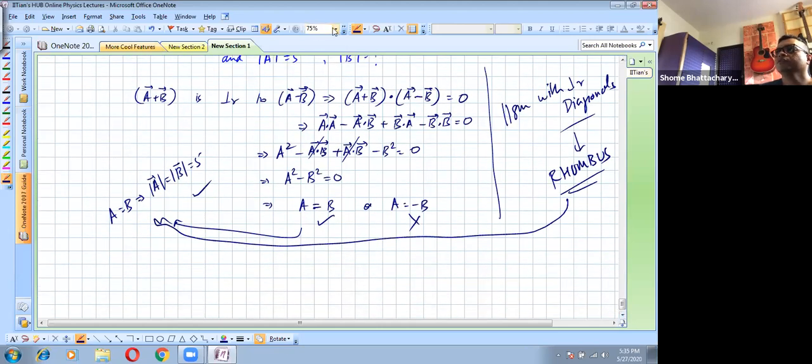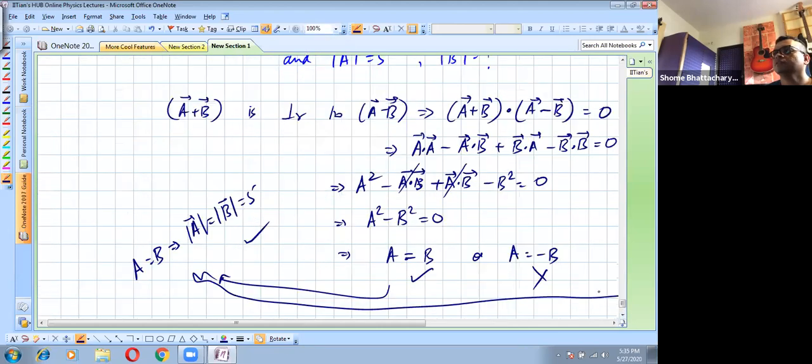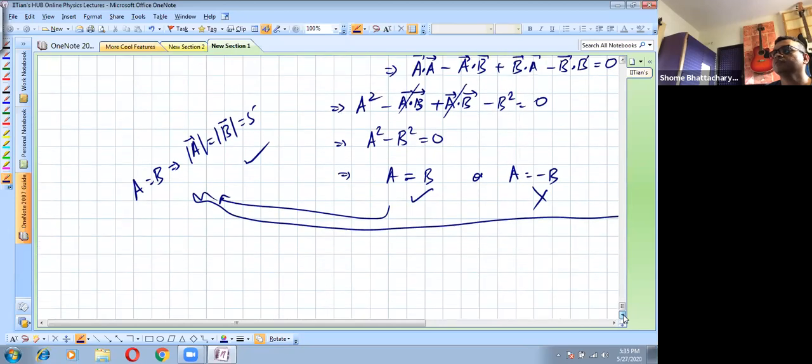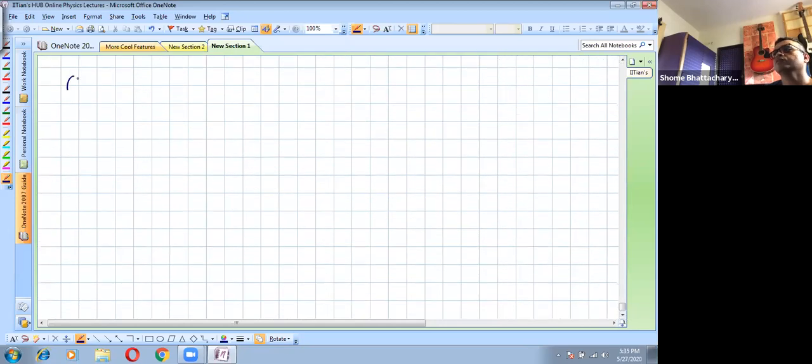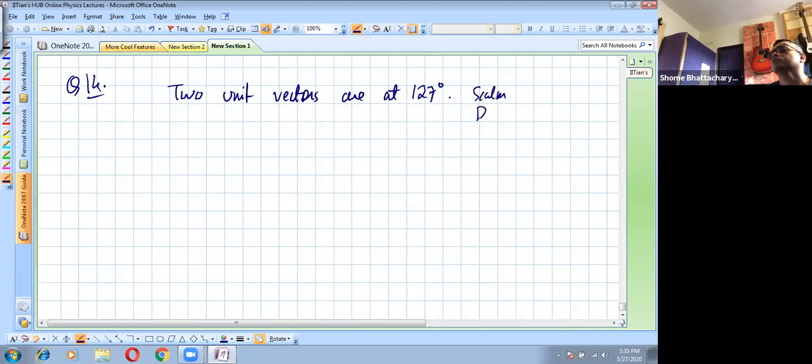Okay, now the 14th question is just formula based. The language might have confused you, that's all. There's nothing difficult in it. So in question 14, it says two unit vectors are at 127 degrees. Okay. So their scalar product or dot product is how much?